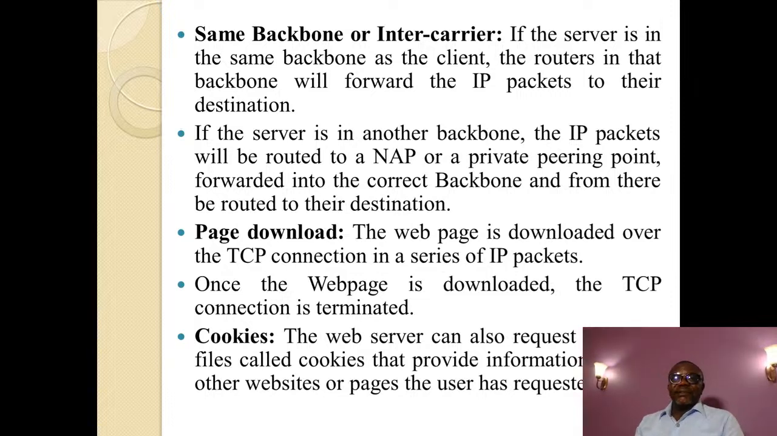If the server is in the same backbone as the client's server, the routers in that backbone will forward the IP packets to their destination. If the server is in another backbone, the IP packets will be routed to a network access point or a private peering point, forwarded into the backbone that holds the information, and from there be routed to their destination.